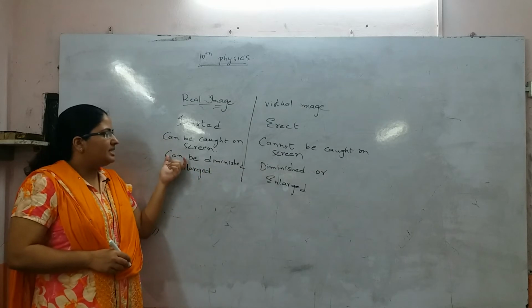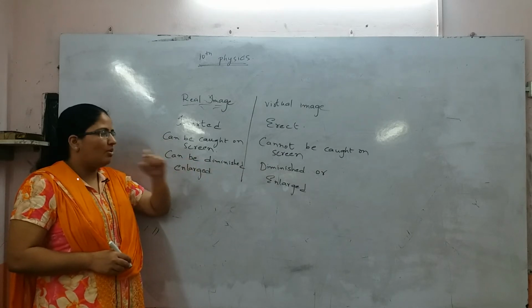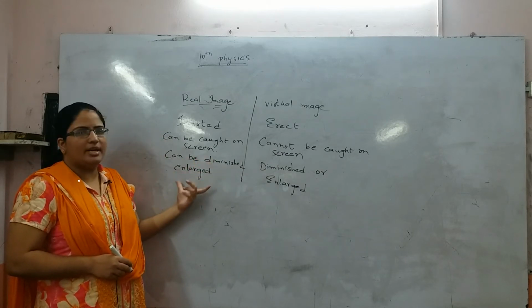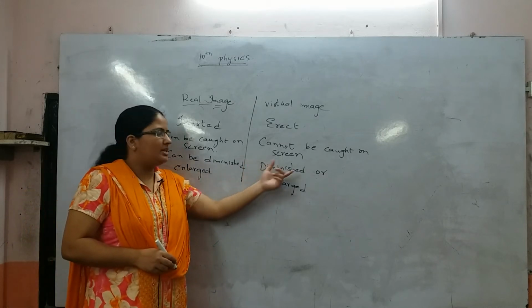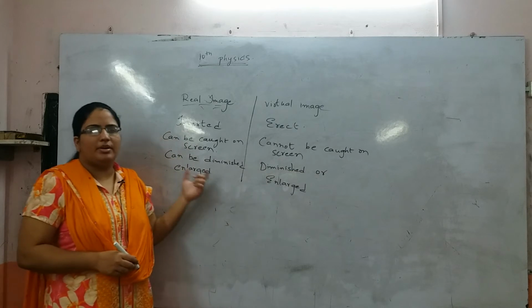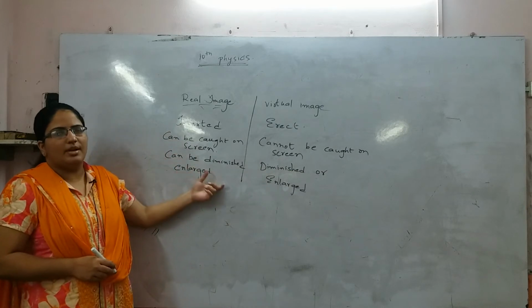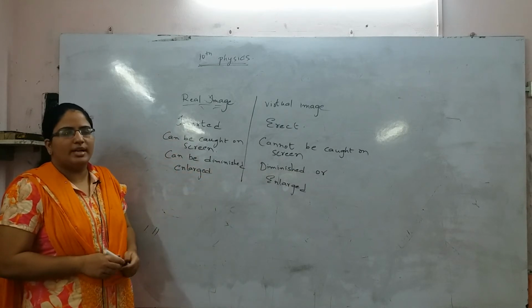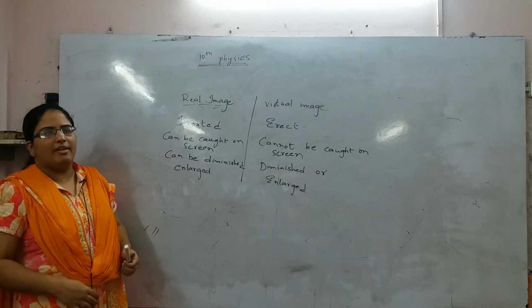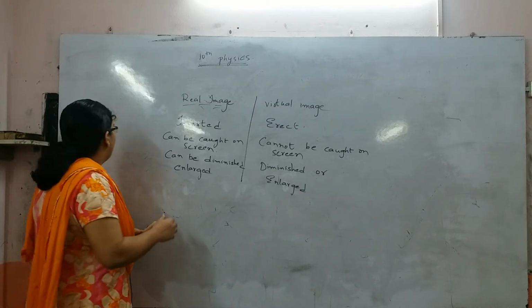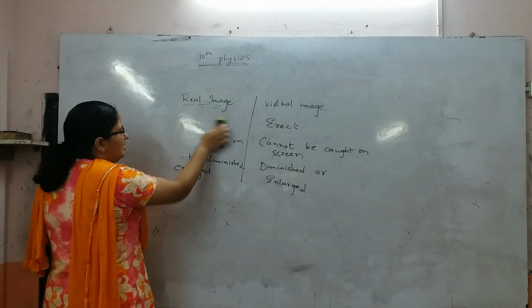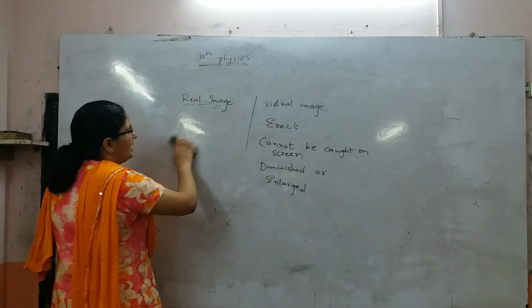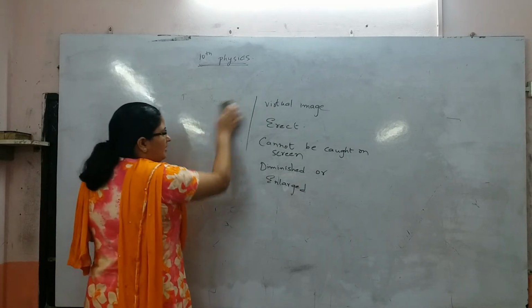Real images can be diminished, that is they can be made small, or they can become large. A virtual image can also be diminished or enlarged. That is about real image and virtual image. Now let us look into the ray diagrams of concave mirror. We have to use the rules to discuss the ray diagrams of concave and convex mirror.